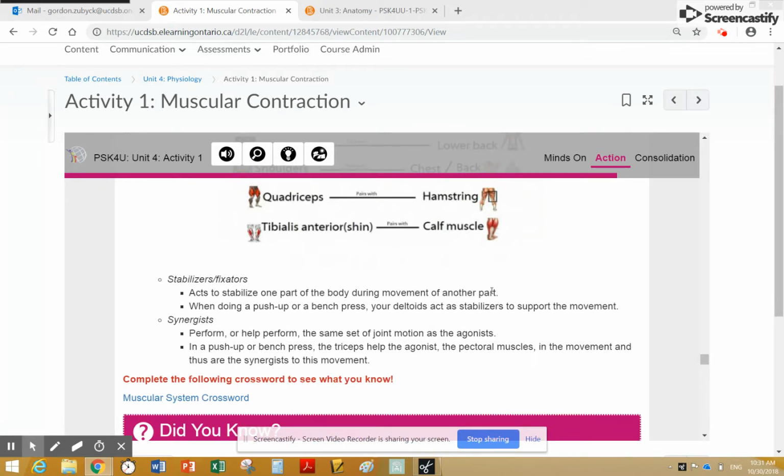Many of you identified the shoulder, for example, as being great because of its range of motion and flexibility, but also quite vulnerable because of that great range of motion and flexibility. So in this case, we've got muscles. For example, the deltoids stabilize the shoulder, let's say during a bench press or a push-up. All right, so stabilizers or fixators, their job is to keep the body stable.